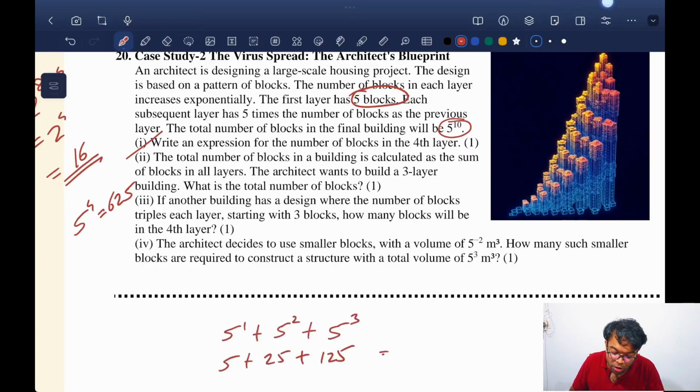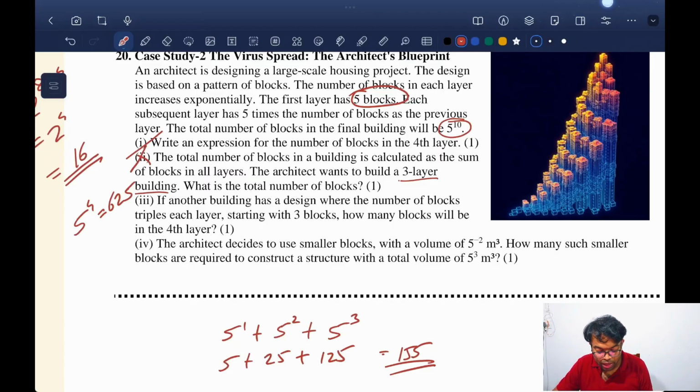The total number of blocks in a building is calculated as the sum of blocks in each layer. The architect wants to build a 3-layer building. सिर्फ 3 लेयर की बिल्डिंग बनाना चाहता है वो. अगर 3 लेयर की बिल्डिंग बनाना चाहे वो, तो उसको कितने ब्लॉक्स की जरूरत पड़ेगी? 5 to the power of 1 for the first layer, 5 to the power of 2 for the second layer, 5 to the power of 3 for the third layer. इन सबको ऐड कर देंगे तो क्या मिलेगा? 155. गलत हो गया ना?